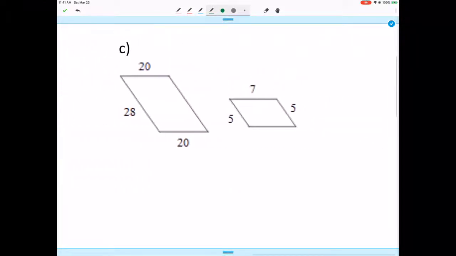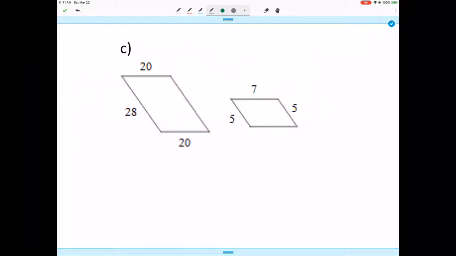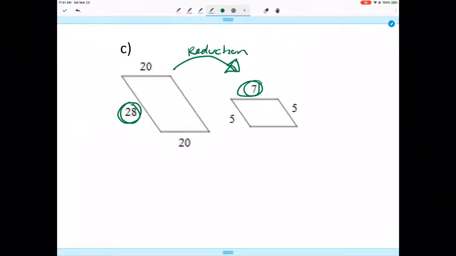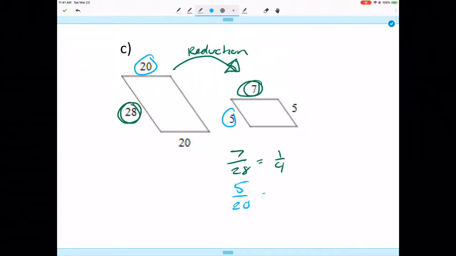All right, last one. This isn't a triangle, but we can figure it out. This is the largest side. Going from here to here, the number is getting smaller, so it is a reduction. And a reduction will be 7 divided by 28, which is 1/4. We could check with the other one, so 20 and 5. 5 divided by 20 is also 1/4.